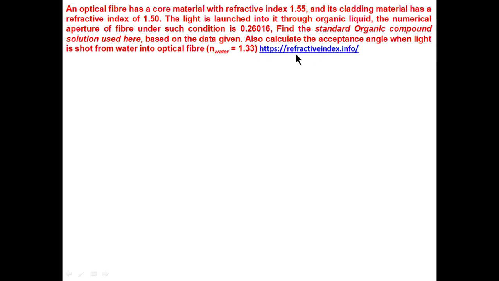We are also given the refractive index data table here. You can visit that and do it. Now this is a little bit interesting problem.